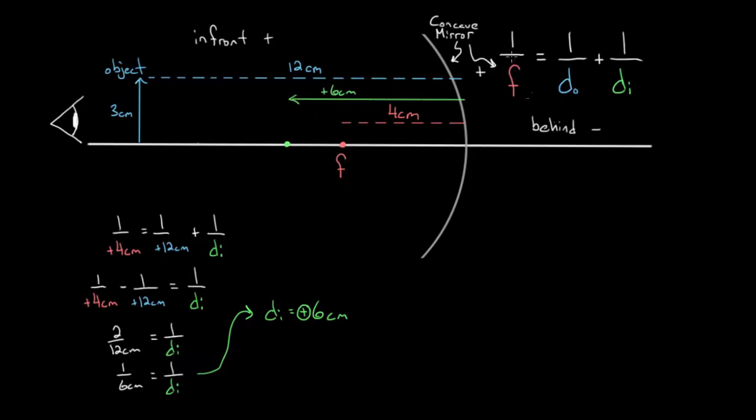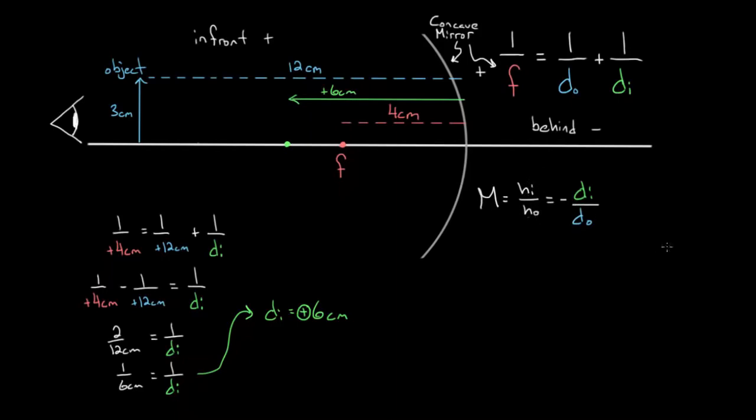To figure that out, we have to use a different equation, and that equation is called the magnification equation. It says that the magnification is equal to the height of the image divided by the height of the object, and that's equal to negative the image distance divided by the object distance. So it turns out this ratio of negative image distance over object distance is always equal to the ratio of the height of the image over the height of the object.